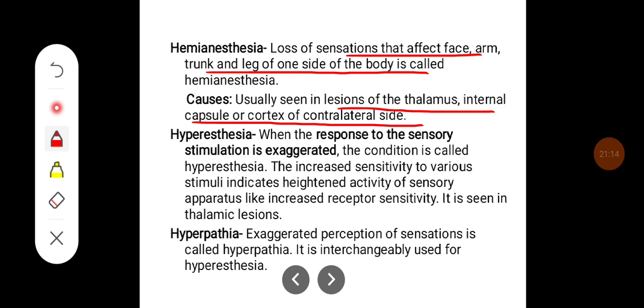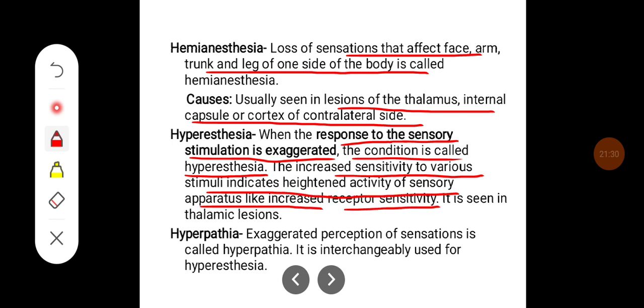Hyperesthesia refers to when the response to sensory stimulation is exaggerated. The condition is called hyperesthesia. The increased sensitivity to various stimuli indicates heightened activity of the sensory apparatus, like increased receptor sensitivity. It is seen in thalamic lesions. Hyperpathia is exaggerated perception of sensation, and it is used interchangeably with hyperesthesia.